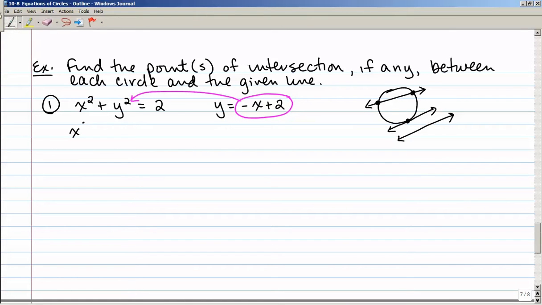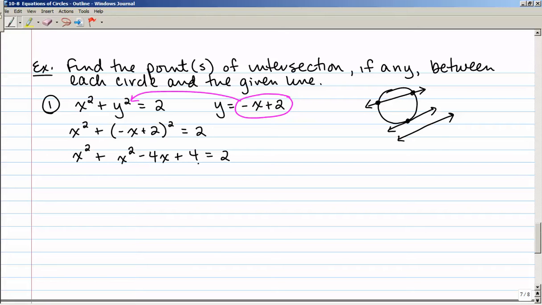So that's going to give me x squared plus, negative x plus 2 squared, and that equals 2. So I just took what y equaled, which was negative x plus 2, and substituted it into my first equation for y. So x squared plus, now FOILing this, negative x plus 2 times negative x plus 2 gives me x squared minus 4x plus 4, and that equals 2.